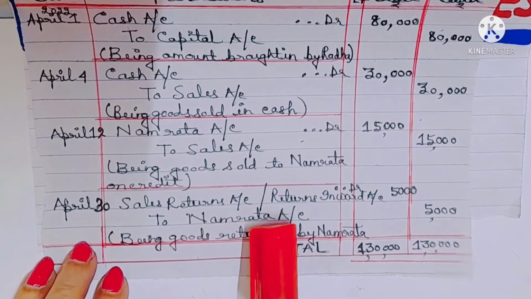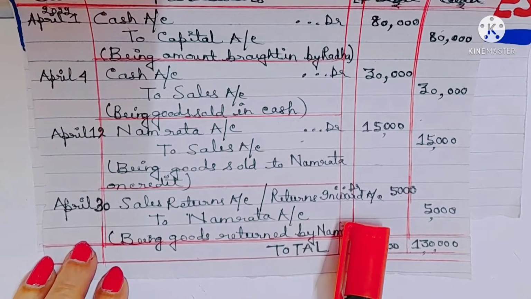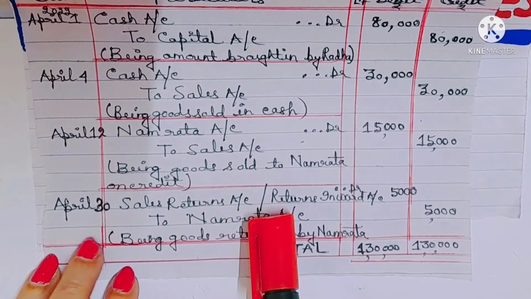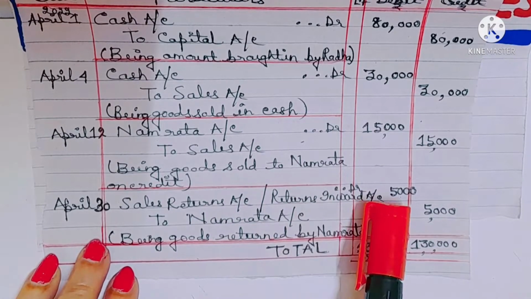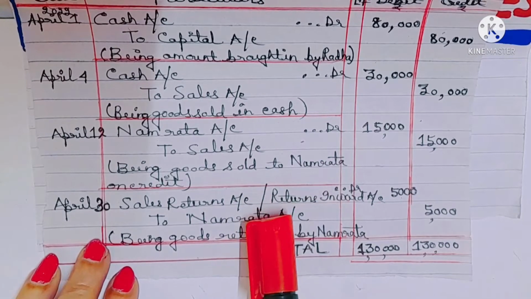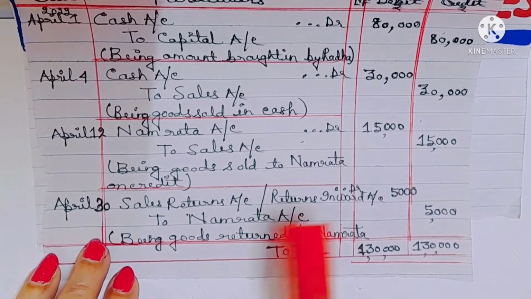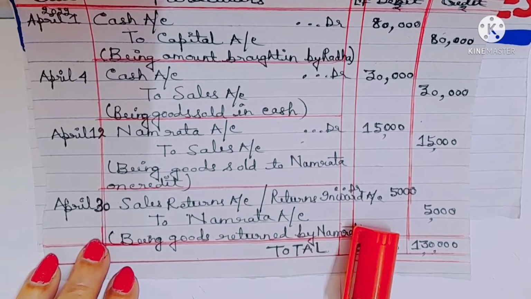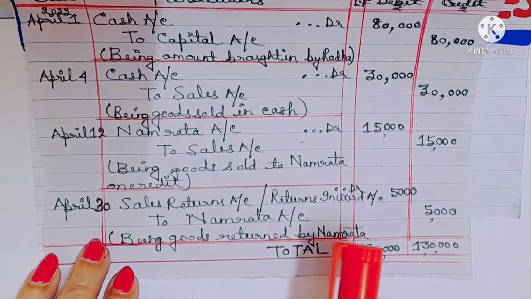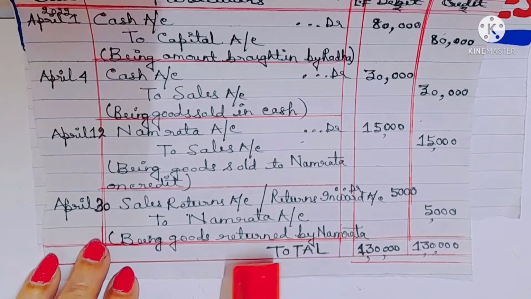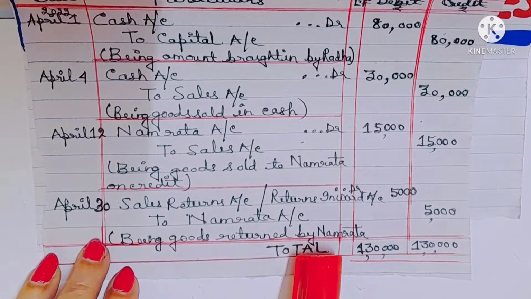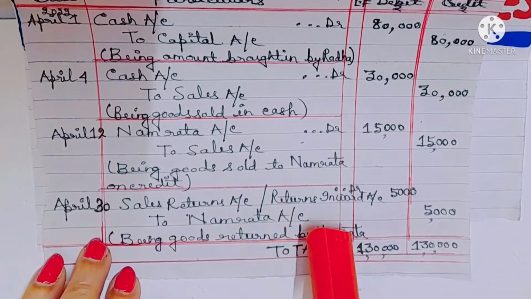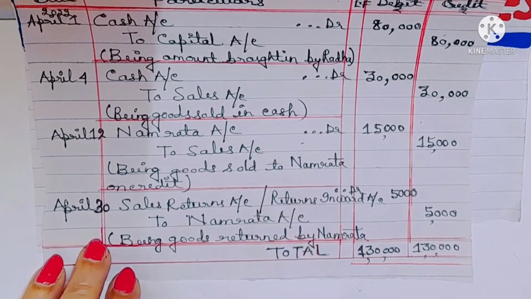Always remember, sales returns account is also known as returns inward account. Why is sales returns account debit? Because sales returns falls under real account as well as nominal account. According to real account, what comes in is debit. When Namrata is returning goods, goods are coming into the business, so sales returns account should be debited. According to nominal account, all expenses and losses are debit. So when goods are returned by Namrata, what happens? Incomes are reduced. That is a loss for the business. So sales returns account should be debited.